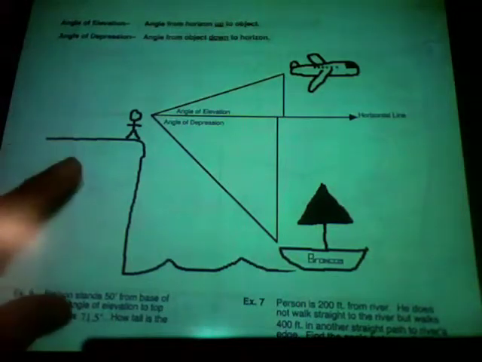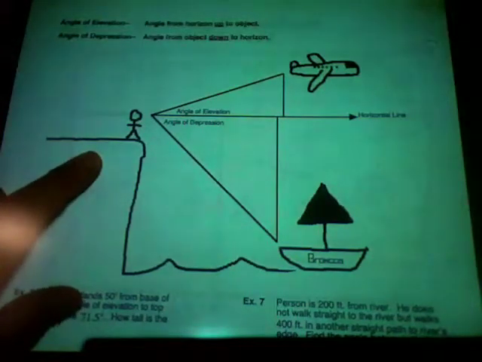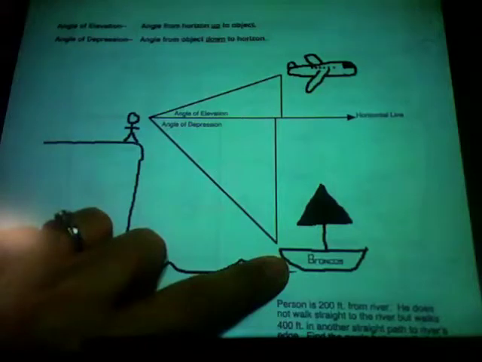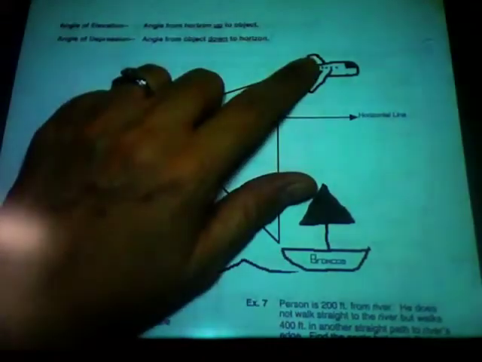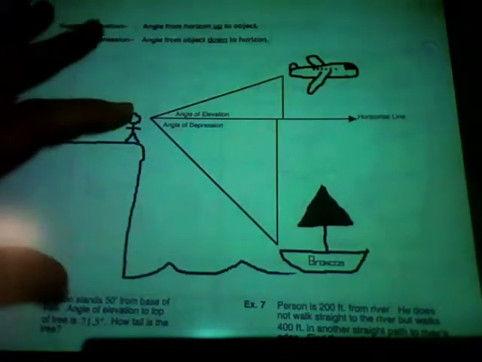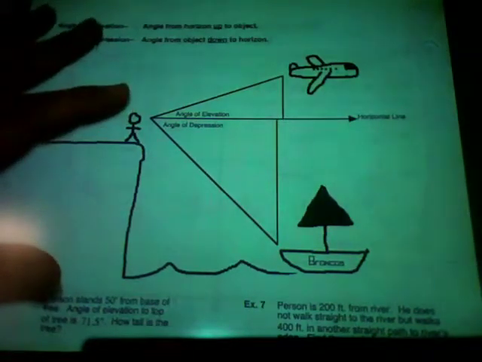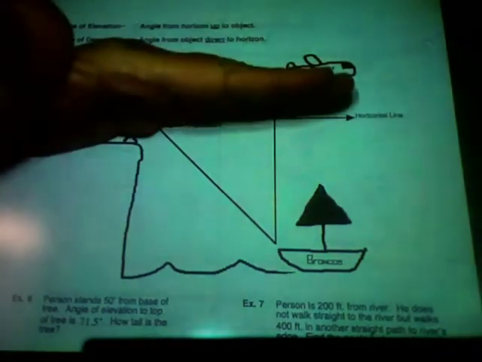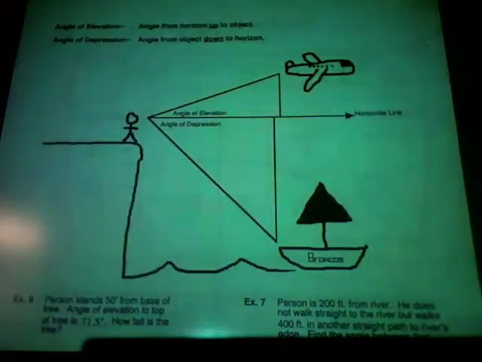All right, so here's a person on a cliff. This is a very popular type of problem, where you're on a cliff above, looking over water. There could be a lighthouse over here. There happens to be a boat. There's a plane, right? So when you're trying to determine angle of depression and angle of elevation, it comes from your line of sight. So this is the line of sight right there, going straight out from your eyeballs.